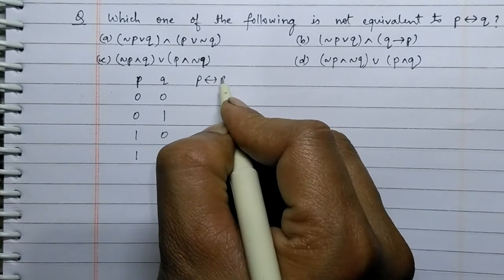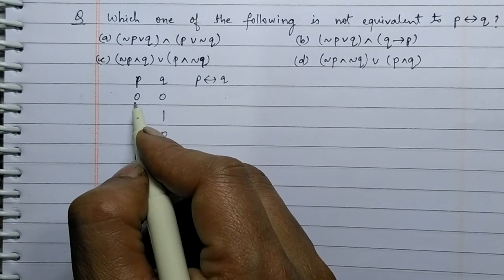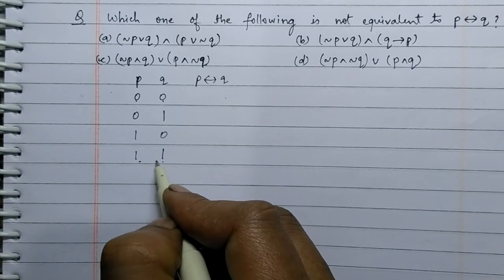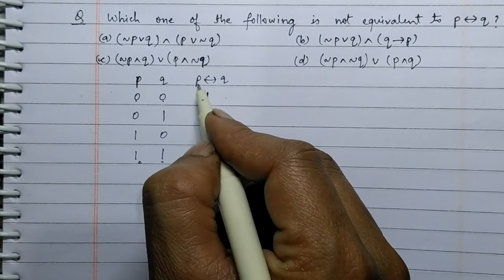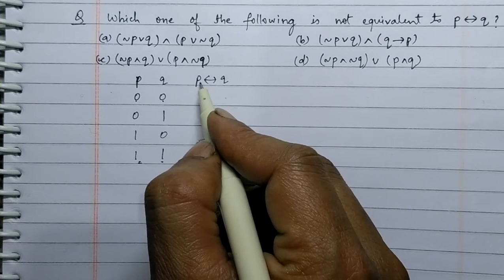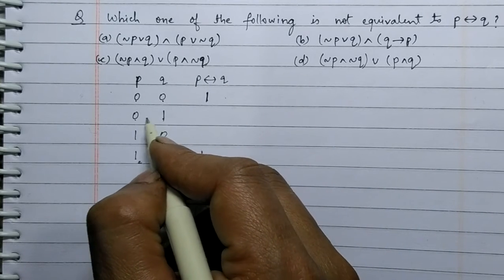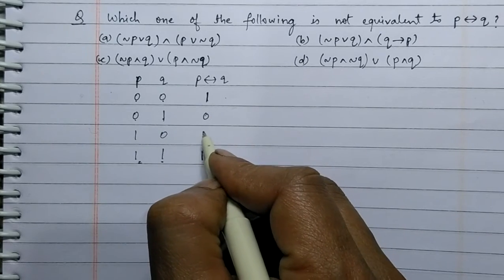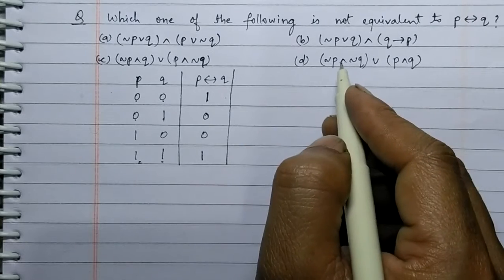P biimply Q is true whenever P and Q have the same truth value. P and Q have the same truth value at these two places, so here it is 1, here it is 1. Whenever P and Q have different truth values, P biimply Q will be false. Here it is a different truth value, so here it is false, here it is false. Now we will check the options one by one.